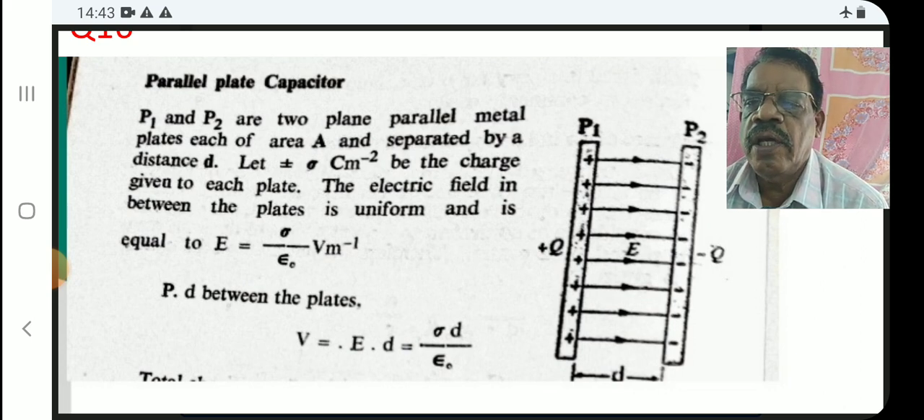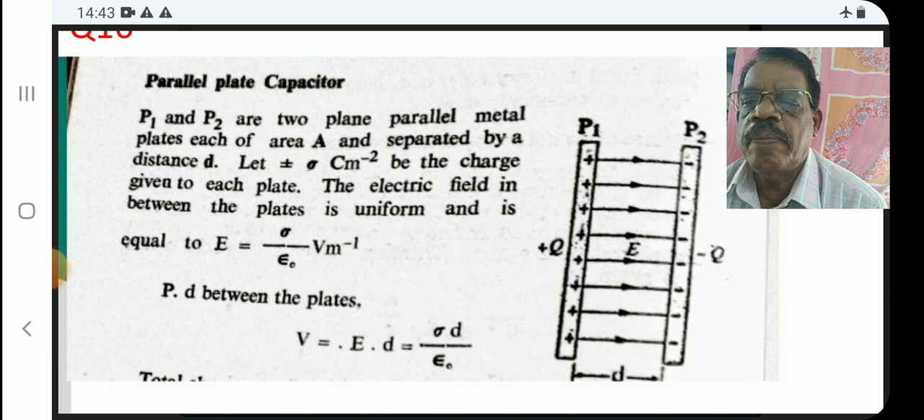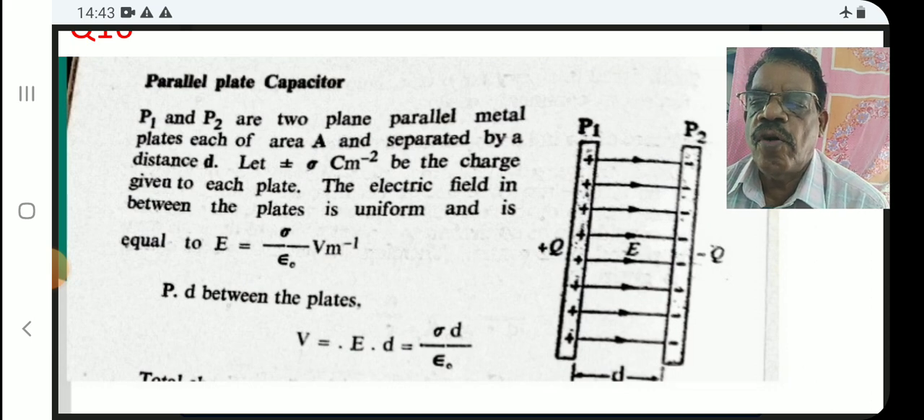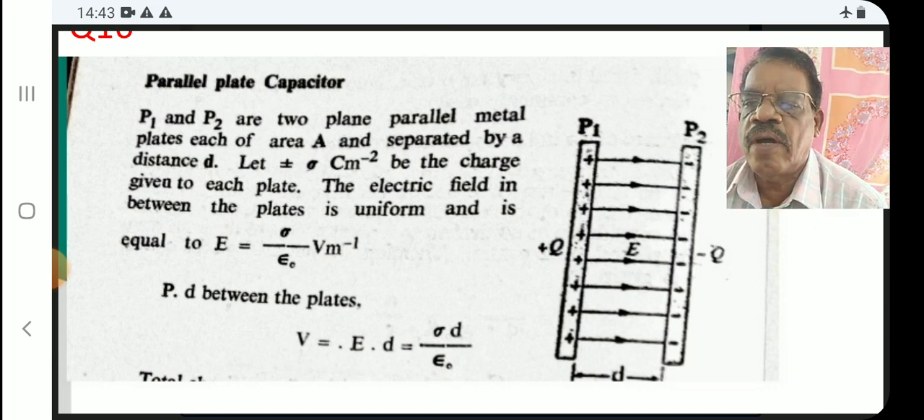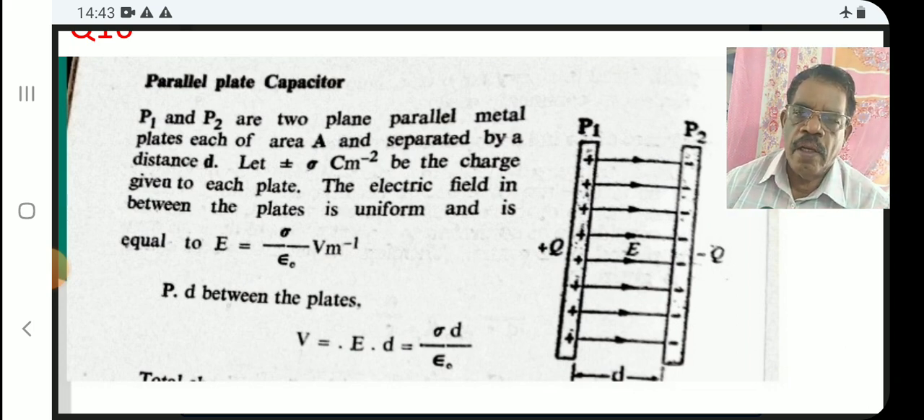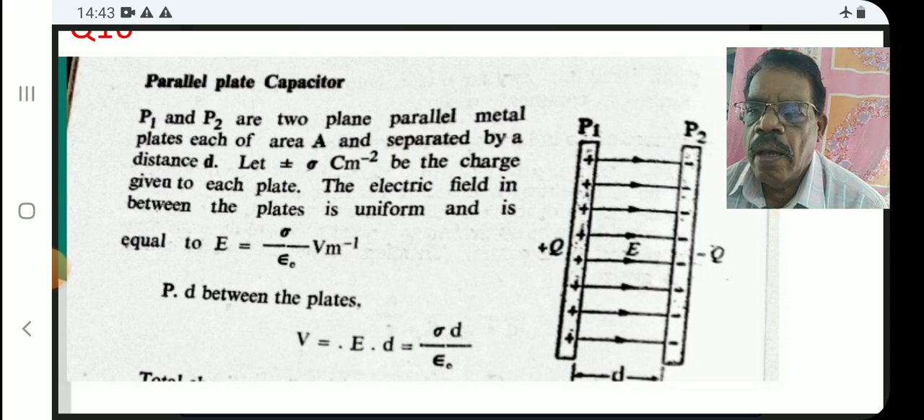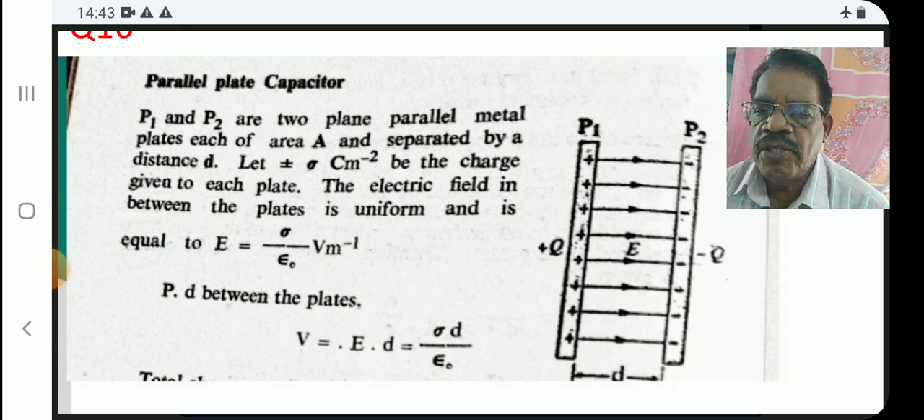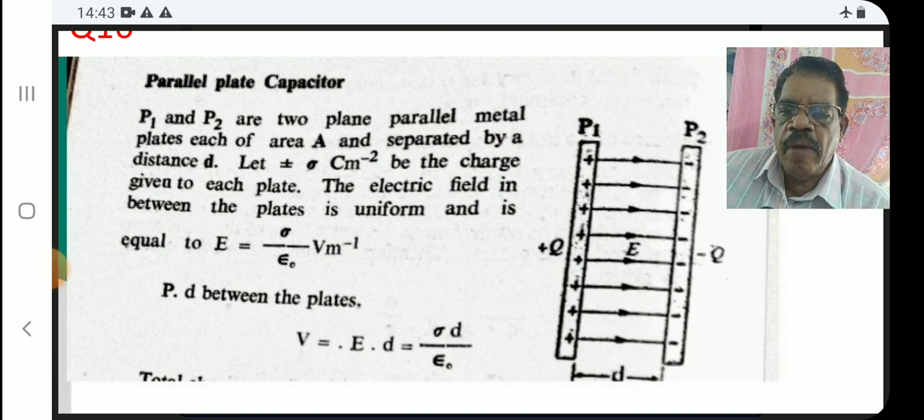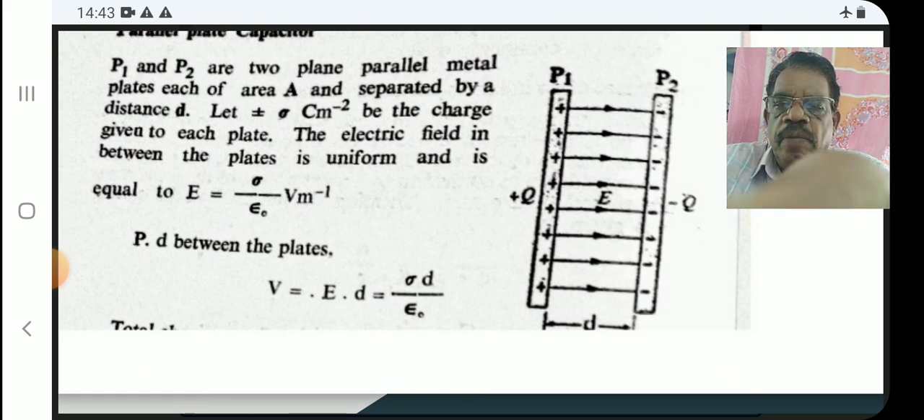Charge given to the plate. The electric field in between the plates is uniform and is given by E is equal to sigma by epsilon 0 volt per meter. That is an application of Gauss's theorem, or Gauss law. The PD between the plates V is E into D, that is sigma D by epsilon 0. That is the potential between the plates.